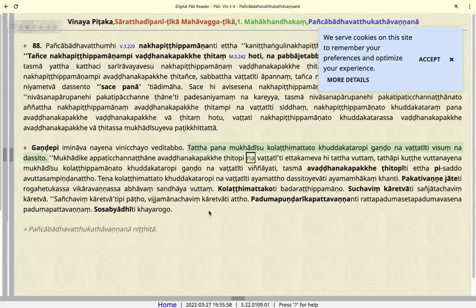Baduma Pundarika Pata Venanti. Ratta Baduma, Seta Baduma, Baduma Pata Venan. Baduma means lotus. Here Ratta is the red lotus, Seta Baduma is the white lotus. I'm not familiar with these Baduma and Pundarika, but most of the leaves have a green color. One here is the Baduma Pata Venan. Pata means the leaf.